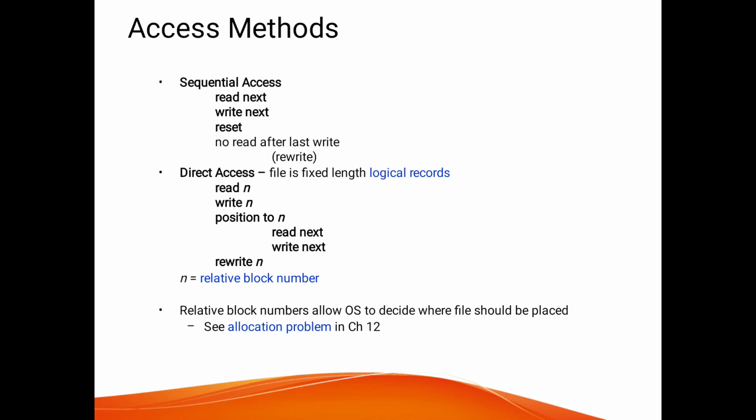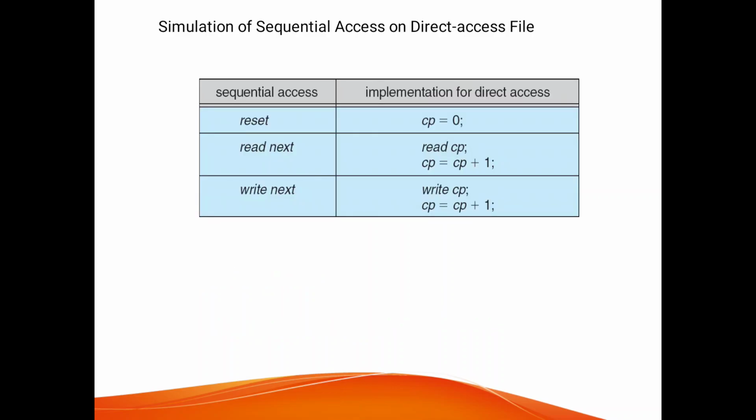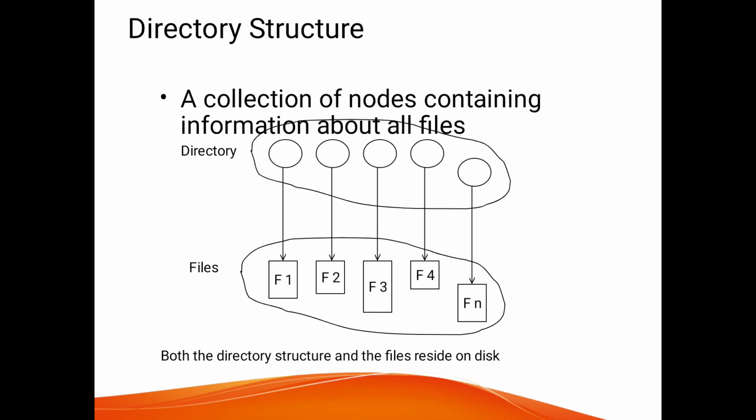So in this access method, there are sequential access and direct access. In the sequential access, we can use the following keywords: reset, read next, and write next. So in this directory structure, a collection of nodes contains information about all files. So the directory has the information about those files.